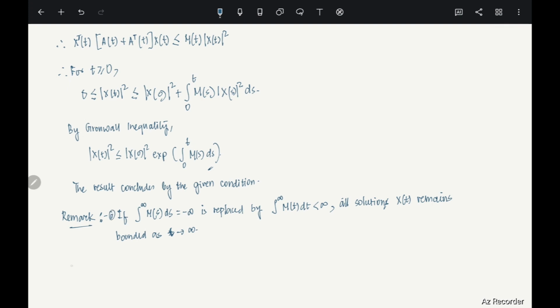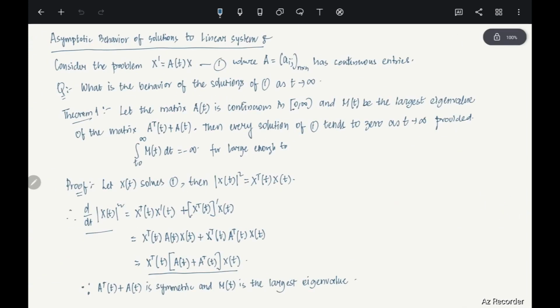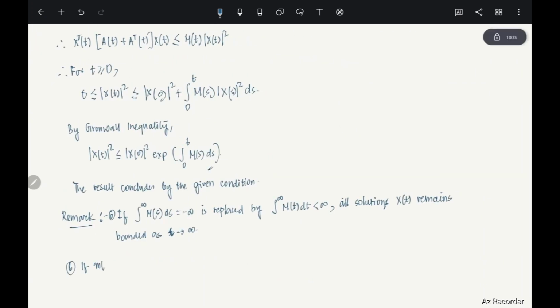Right. Now B. This remark, I am not doing it. I want you to do it yourself. Please do this part. Okay. So the thing is, let's say that capital M(t) is the largest eigenvalue, right? If you have small m(t) be the smallest eigenvalue of A(t) plus A transpose of t.